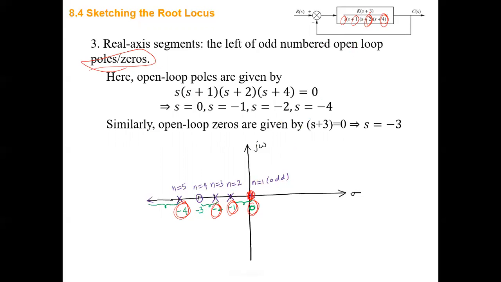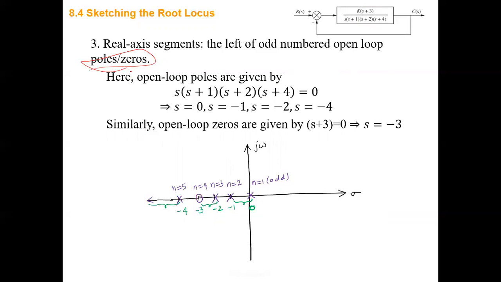So how about the zeros? You have to set the top numerator to 0 to find zeros. What do you get from here? -3. That's what I have here. This is -3, this is the zero. A zero is represented by a circle and a pole is represented by a cross. That's the standard rule.